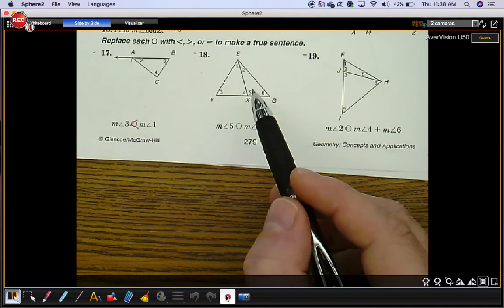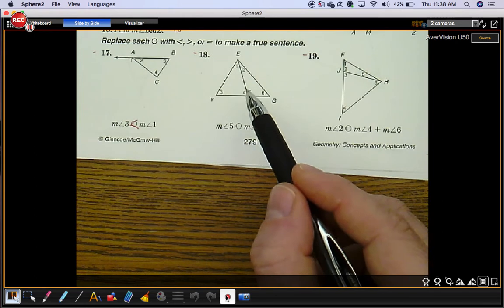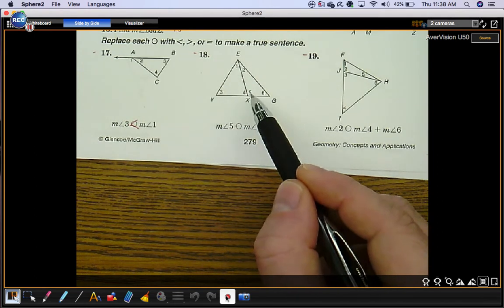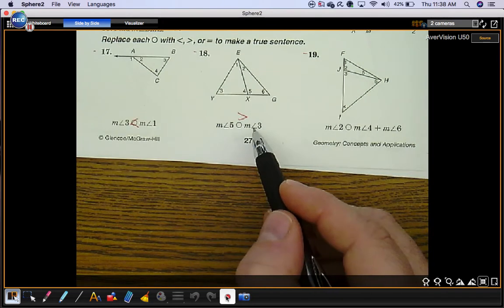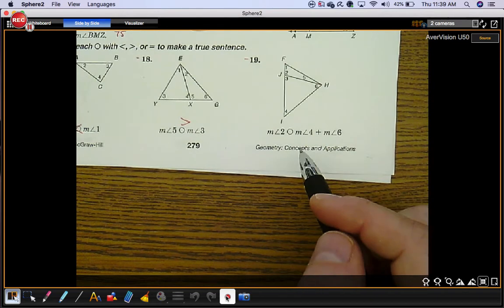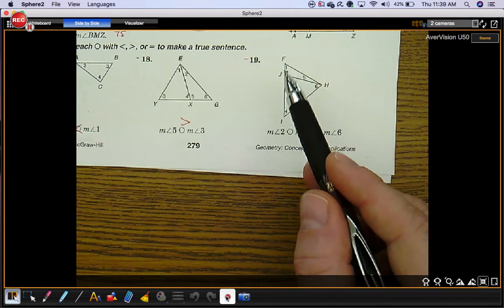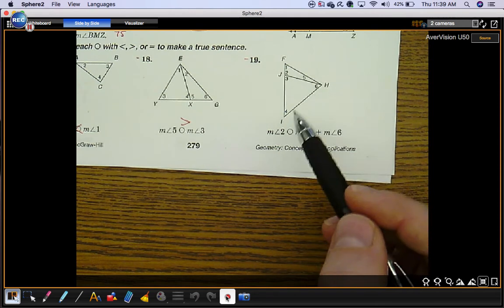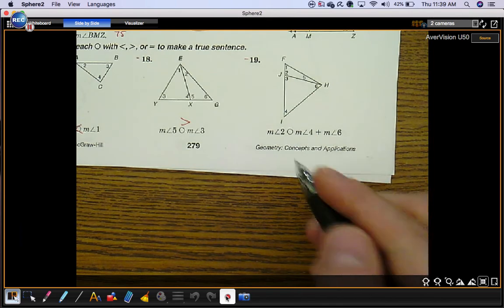Number 18. Compare the measure of angle 5 with the measure of angle 3. Well, make angle 5 the exterior angle, because angle 3 is an interior angle of this triangle. So angle 5 is definitely bigger. So measure of angle 5 is greater than the measure of angle 3. Last one. Let's compare angle 2, which looks like it could be an exterior angle of this big triangle that has angles 4 and 6 in it. 4 and 6 are remote interior angles for that exterior angle, angle 2. So these are equal.